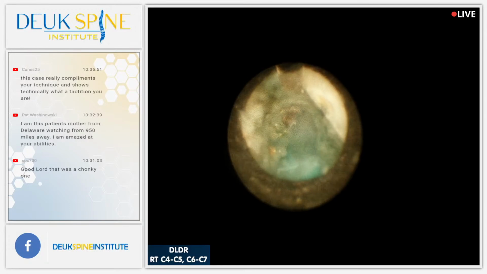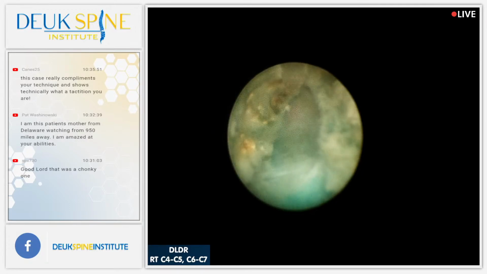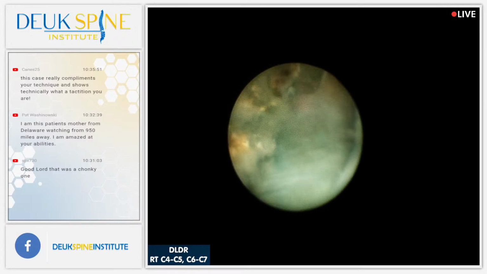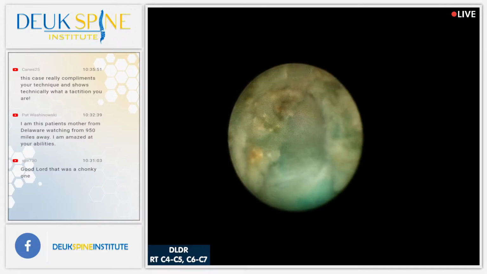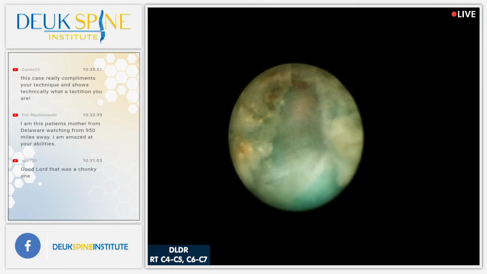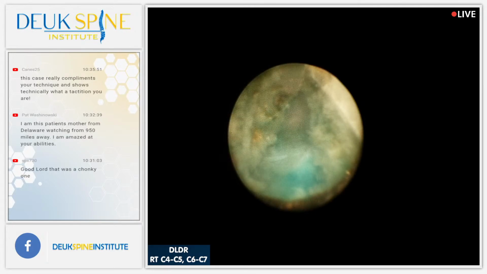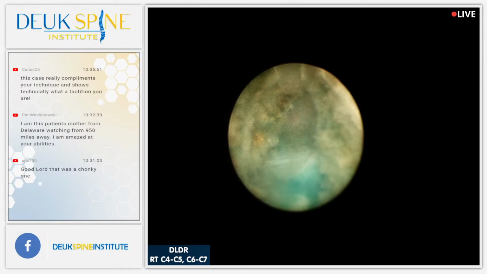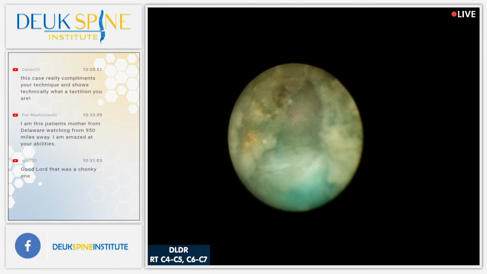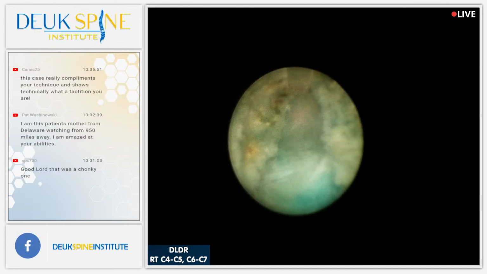This is beautiful. Look at the nerve root right here. That is the nerve root right there. The C7 nerve root. How cool is that? Get a picture of that. Can you do that? Henry, just say, I got it. Take a bunch of pictures. Got it, got it. Yeah.